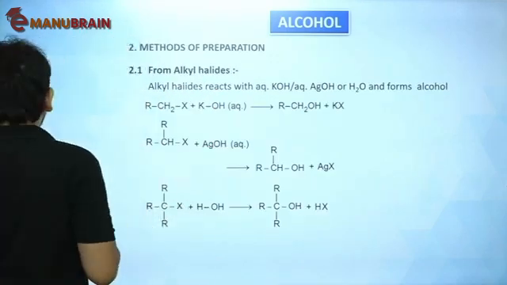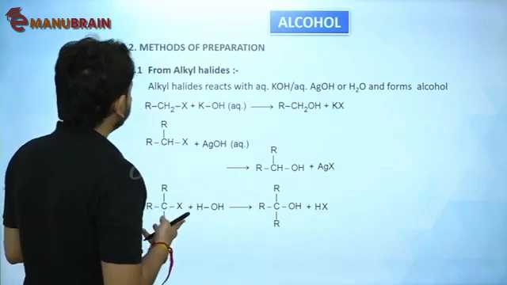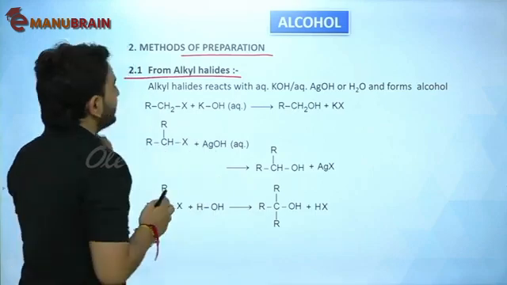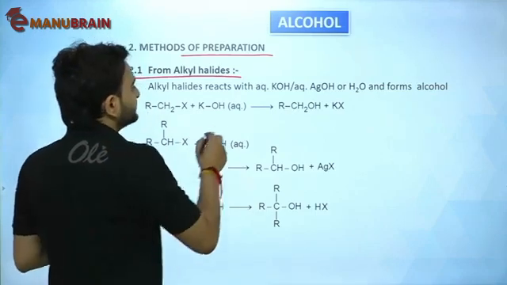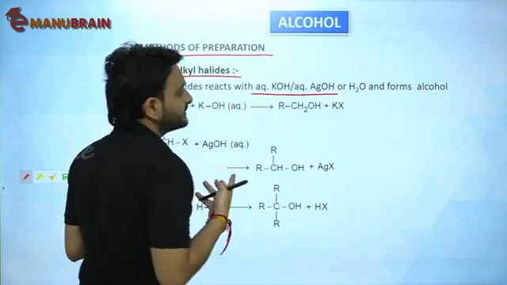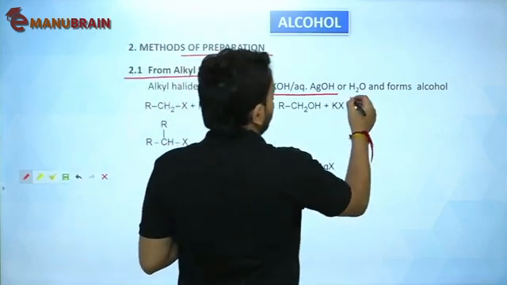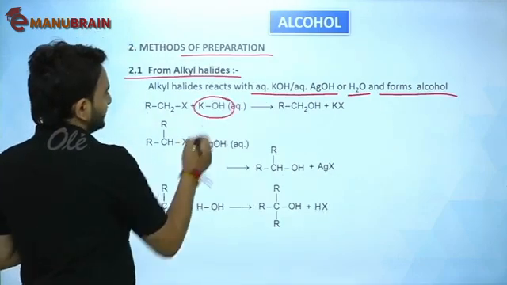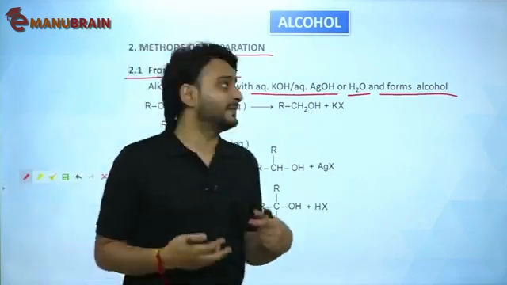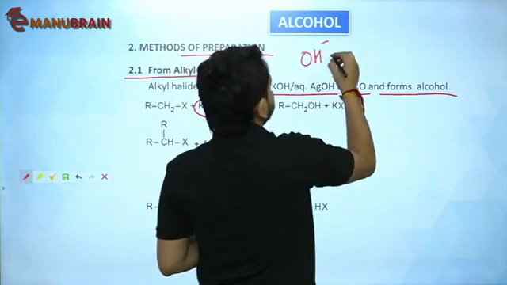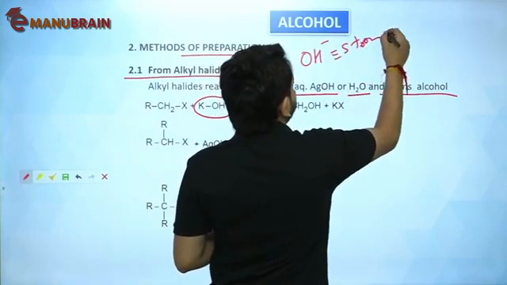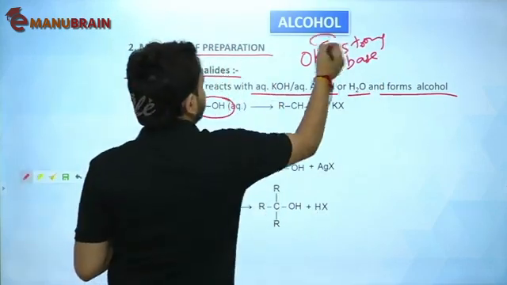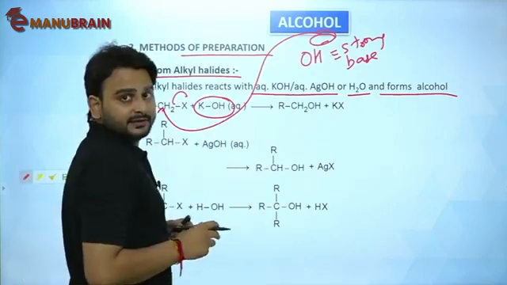Next up, methods of preparation from alkyl halides. Alkyl halides is the first preparation method that we are going to talk about. Alkyl halides react with aqueous KOH, aqueous silver hydroxide, or H2O and form alcohol, using whatever is capable of lending OH minus. We know OH minus is a strong base and a strong nucleophile. So what it will do is displace this X.